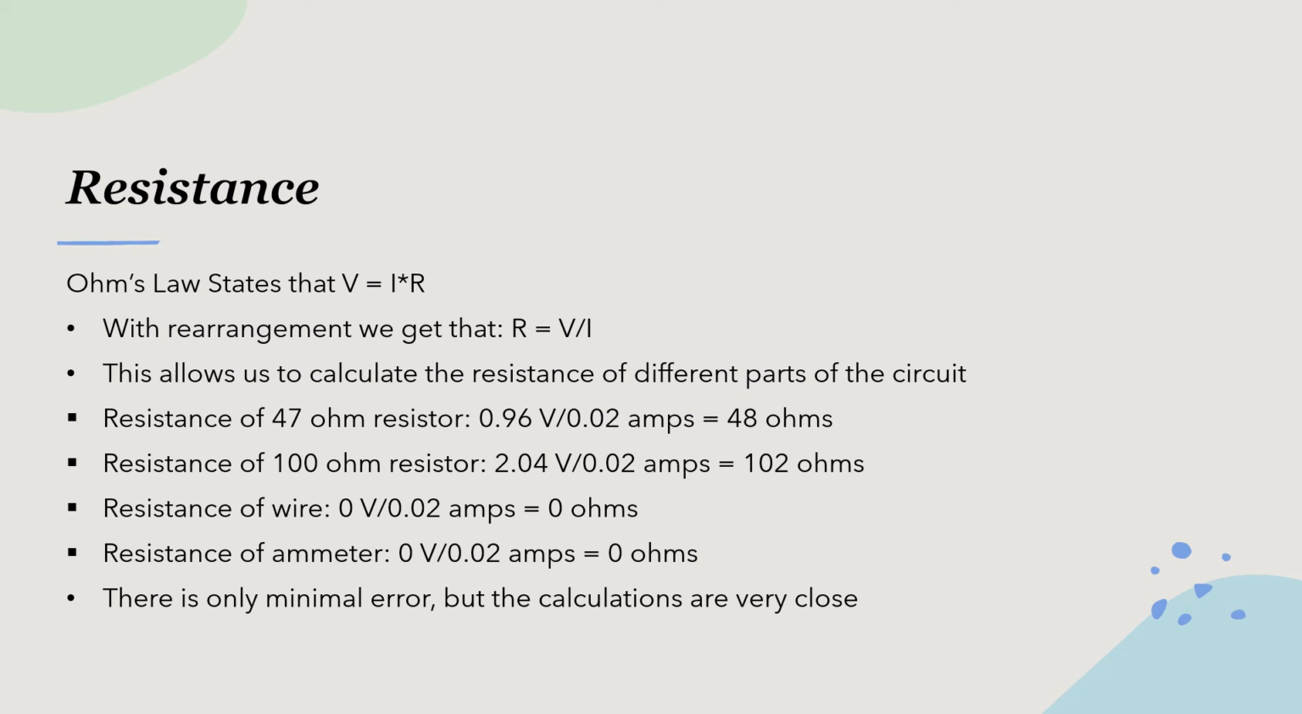Resistance. Ohm's law states that voltage equals current times resistance. With the rearrangement, we can get resistance equals voltage divided by current. And this allows us to calculate resistance at different parts of the circuit. The resistance of the 47 ohm resistor was 0.96 volts divided by 0.02 amps, and we got 48 ohms, which is roughly 47. On the second one, the 100 ohm, we got 102 ohms, which is very close to 100 ohms. And along the wire and ammeter, 0 ohms.